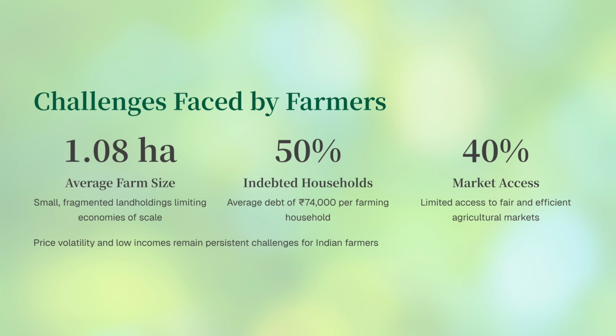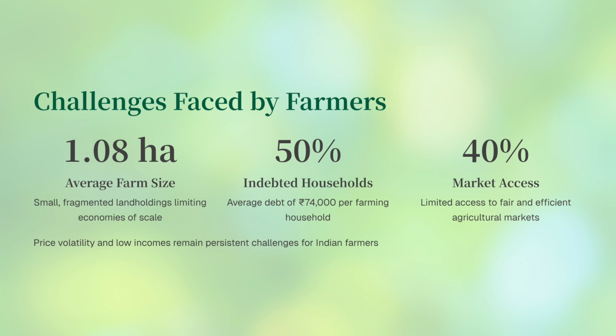Over half of the agricultural households are burdened by debts, with the average loan reaching around 74,000 per household. Farmers often rely on loans to purchase inputs or manage household expenses, especially during crop failures, frequently resorting to informal moneylenders charging exorbitant interest rates. This debt cycle significantly impacts farmers' mental health and overall well-being.